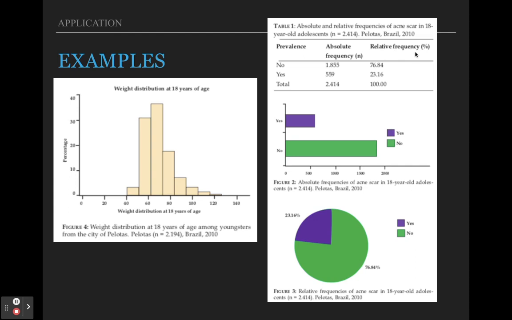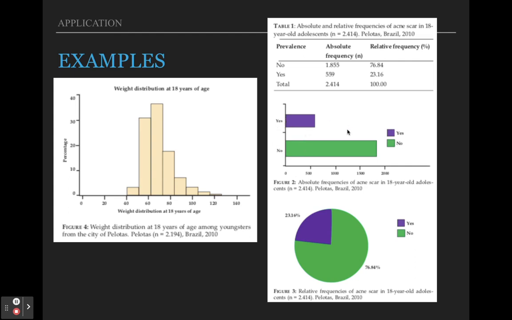And here's the relative frequency, which is percent. This helps you put it into context. 77% roughly did not have acne scars, and about 23% did have acne scars, which adds up to 100%. And then this is the same data here, just displayed, I believe, as a bar graph. So you've got yes versus no. This is categorical data, so we have a bar chart.